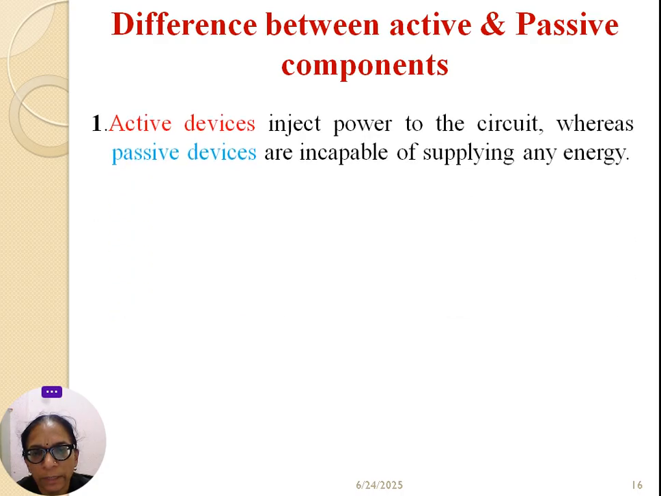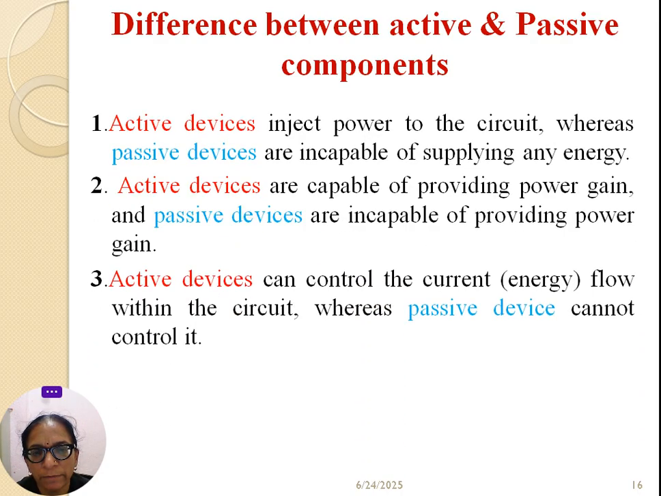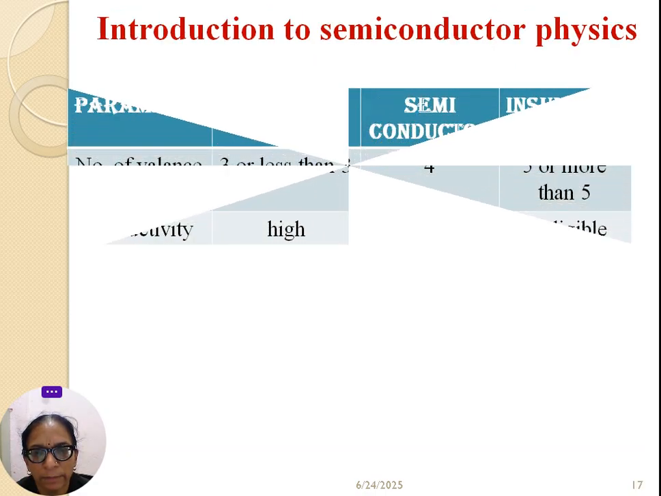What is the difference between active and passive components? Active devices inject power into the circuit, whereas passive devices are incapable of supplying energy. Active devices are capable of providing power gain, and passive devices are incapable of providing power gain. Active devices can control the energy flow within the circuit, whereas passive devices cannot. External power is required to start the basic operation of an active device. No extra power is used for a passive device.